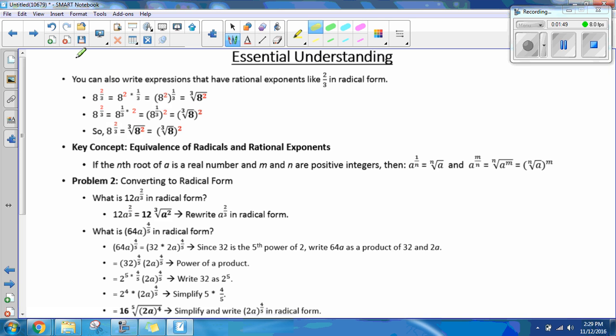You can also write expressions that have rational exponents like 2 over 3 in radical form. So here we have 8 to the 2/3 power. We separate the numerator and the denominator by multiplication, so we have 2 times 1 over 3. Then we take the 8 to the second power and raise it to the 1/3 power, because when we're raising a power to a power, we can multiply the exponents. And now with that 1/3 power, we can rewrite that in radical form as the third root of 8 to the second power.